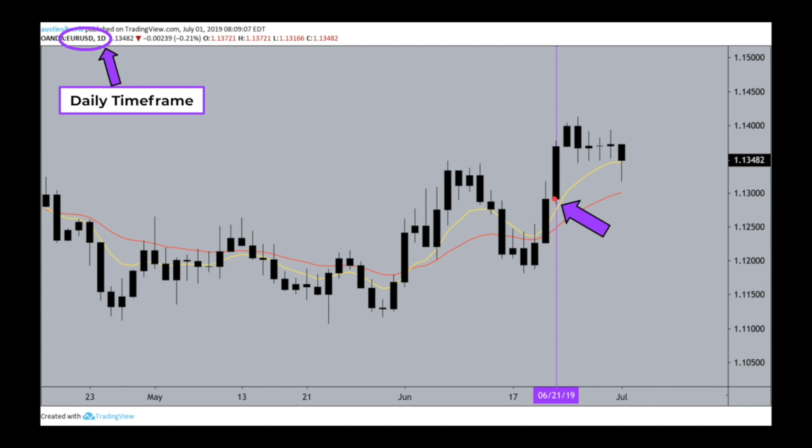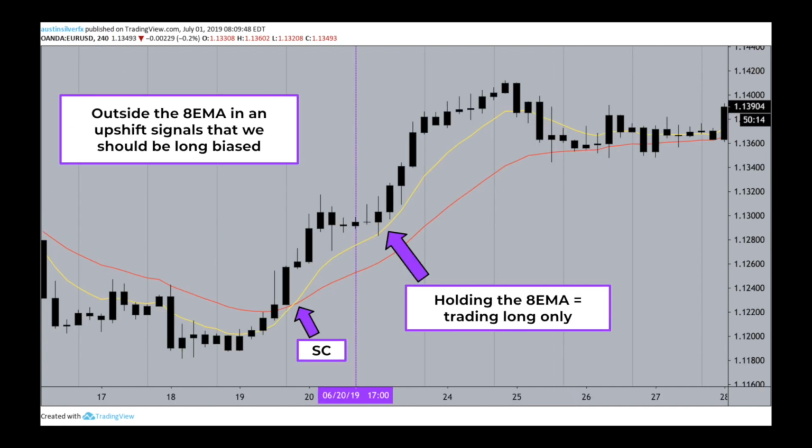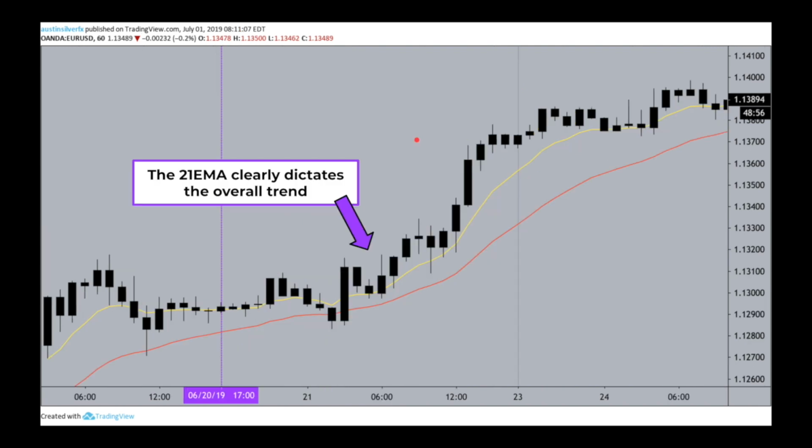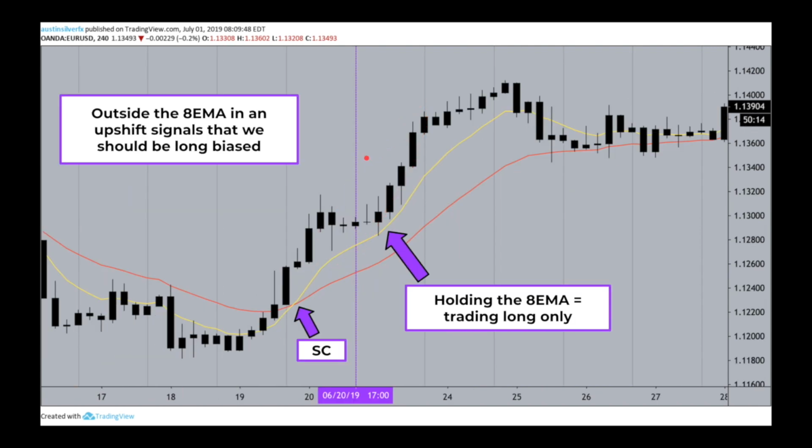Because why? We are above the 8 and the 21, which makes us biased to only wanting to take this long. Here on the 4 hour chart, you can see we are also on the 20th and 21st outside that 8 EMA. You see how price action is above the 8 EMA. So over the course of these 2 days, you're only going to be wanting to trade this long.